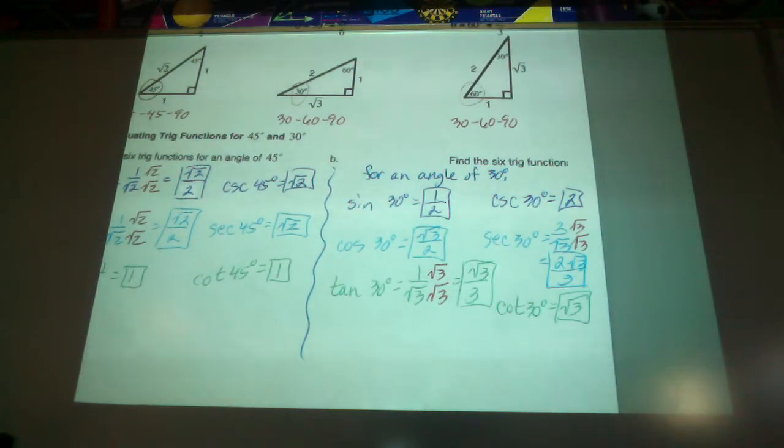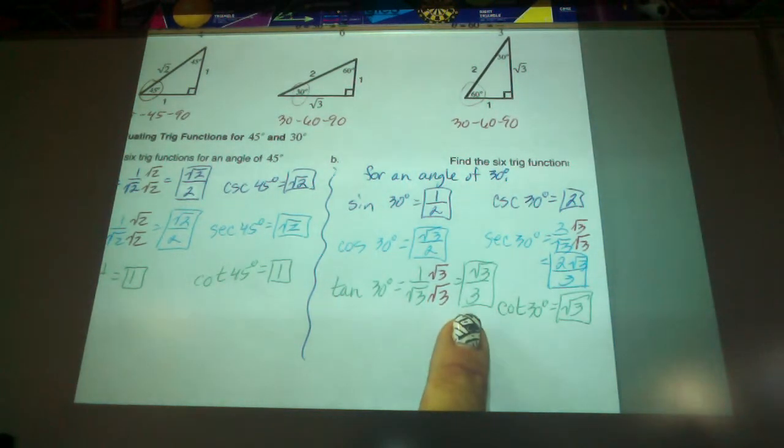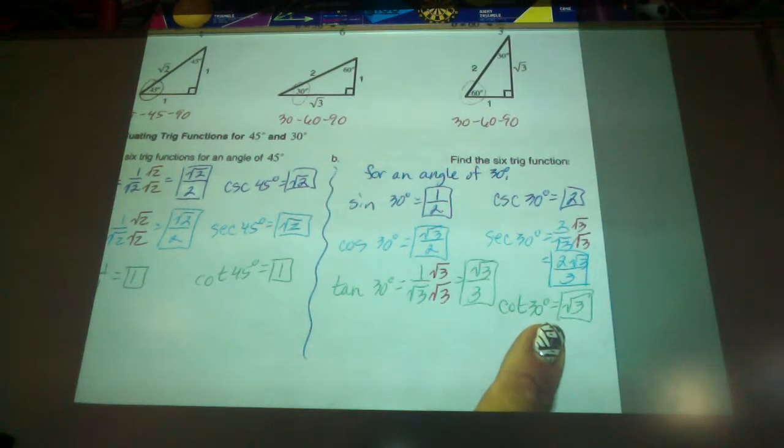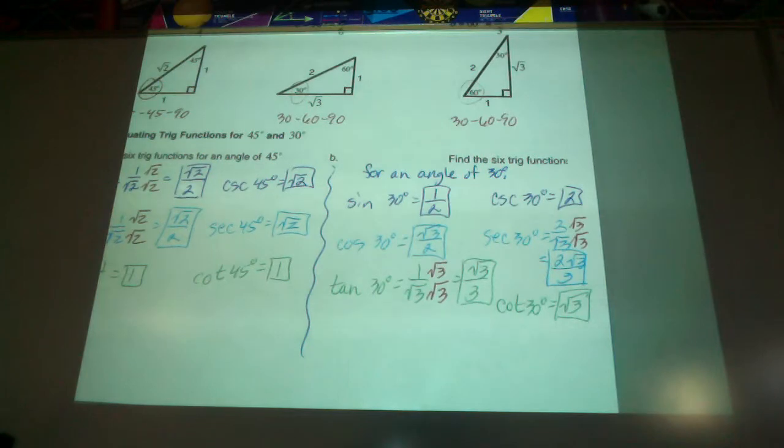And then secant of 30, when you take the reciprocal, you do get a radical in the denominator. That one for me is uncomfortable because we never use 2 over rad 3. We just don't. And so if you rationalize that, you get 2 rad 3 over 3. And then cotangent of 30 degrees, you should be taking the reciprocal of this one, not this one. If you had to rationalize the original one, you want to use the unrationalized ratio to take the reciprocal of. And then that just simplifies your work so much more. And so you should have the square root of 3.